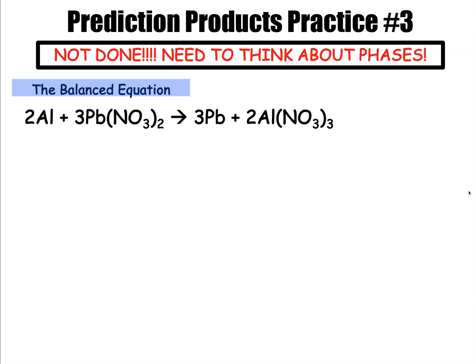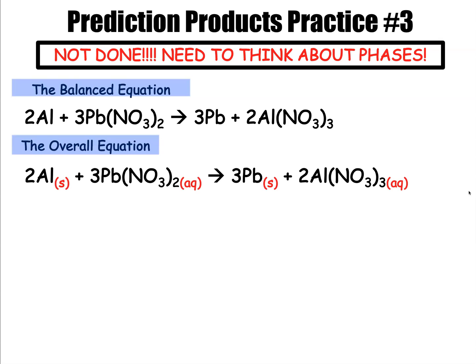So, we have to think about phases. We know that aluminum is a solid. We can look at lead nitrate on the activity series. Nitrate is always soluble. We know that lead by itself is a solid. And then we have aluminum nitrate. Again, we know that nitrate is always soluble. So my overall equation from a phases perspective should look like this with my states. Any questions on how we got our states?